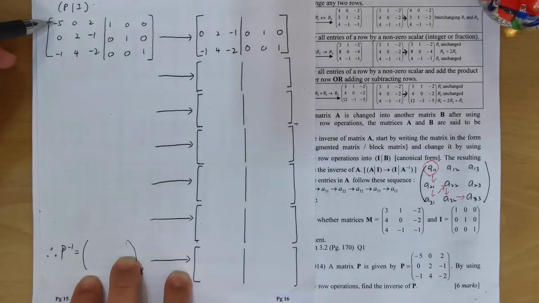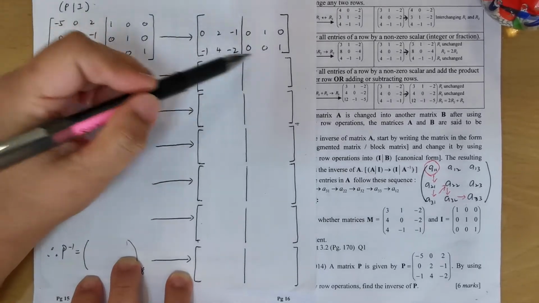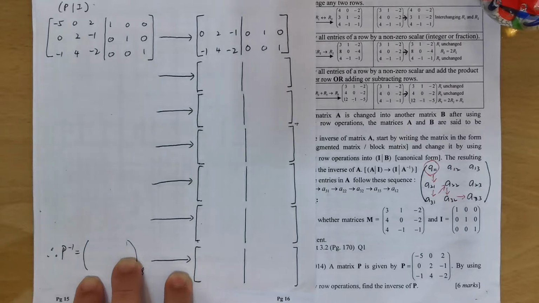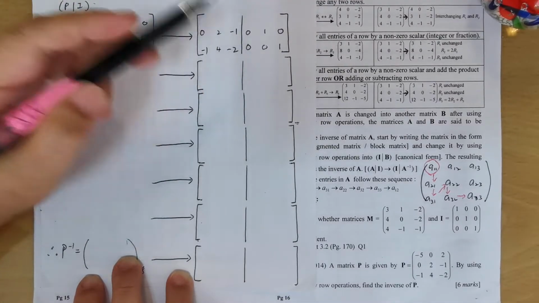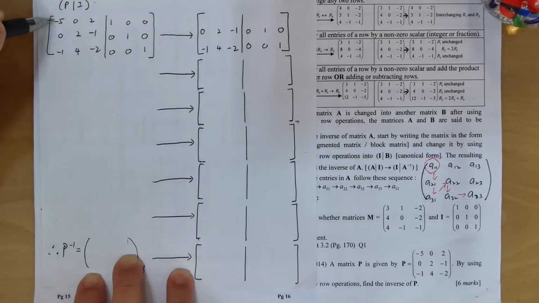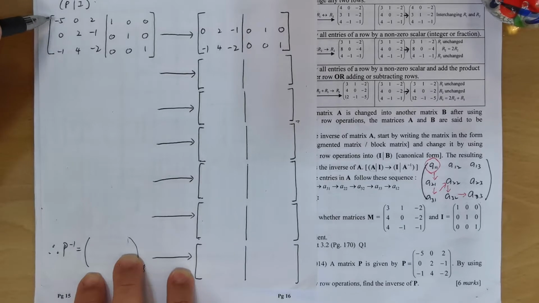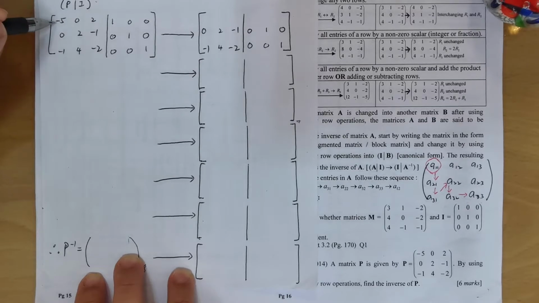So I'm going to change the first row. Second and third row remain the same, so I copy first so that we won't confuse. Second row and third row no change. So how am I going to change this one to become +1? You can have different methods as long as this one changes to +1.